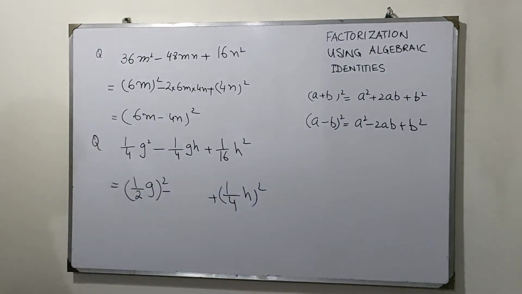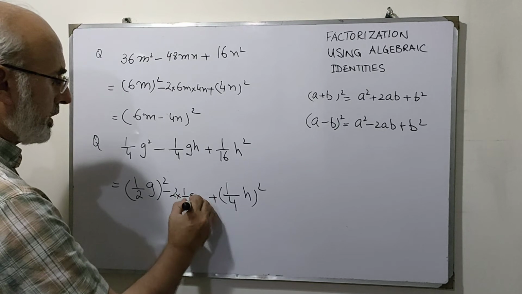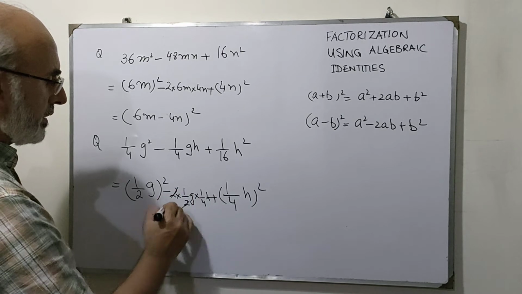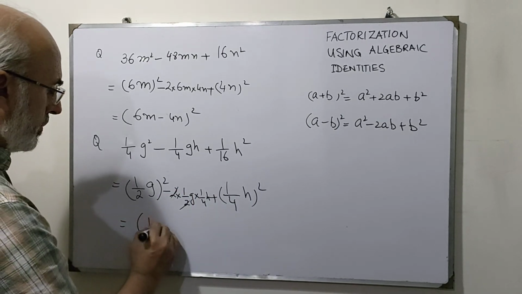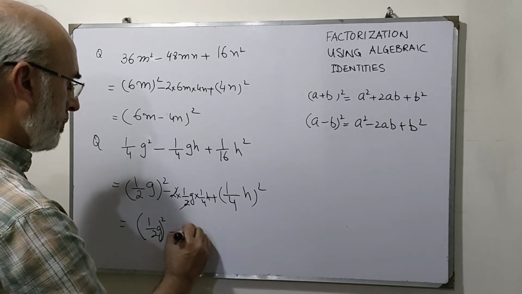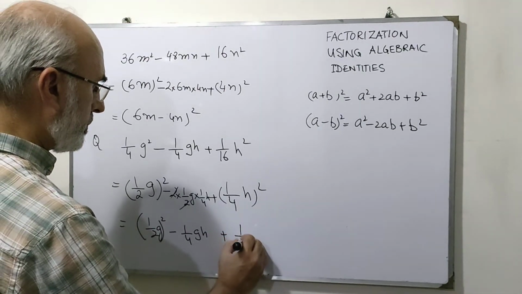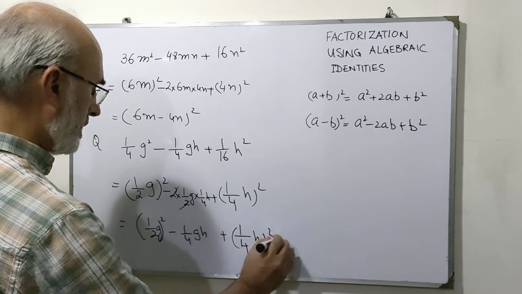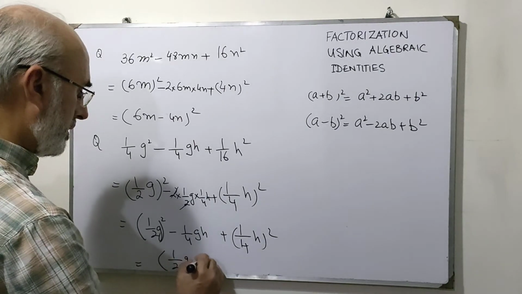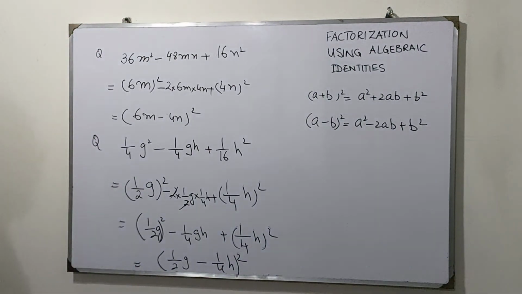Minus. What are we going to do? 2 into a, which is 1 over 2g, then into b, 1 over 4h. This goes with this, and we have 1 over 2g whole square minus 1 over 4gh plus 1 over 4h square, which is equivalent to 1 over 2g minus 1 over 4h whole square. So done, pretty easy, right?